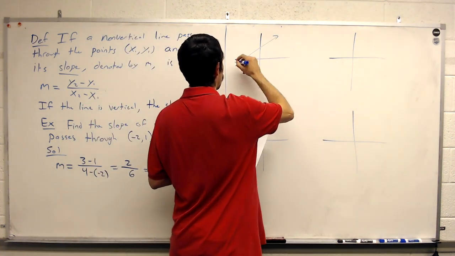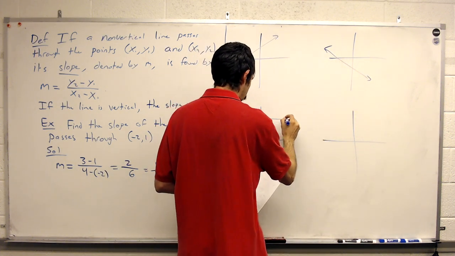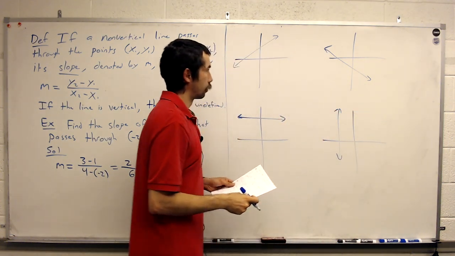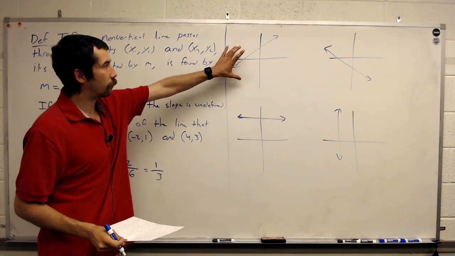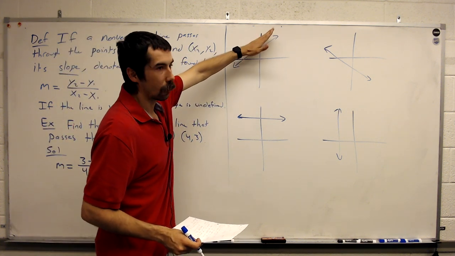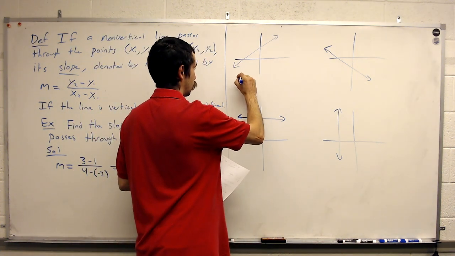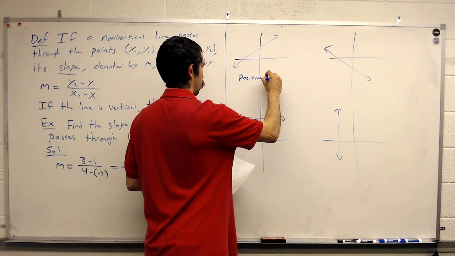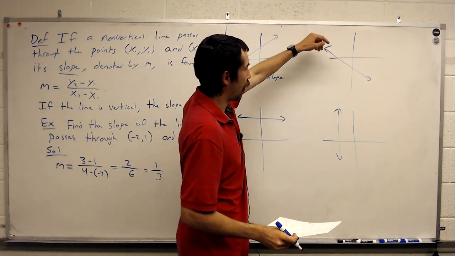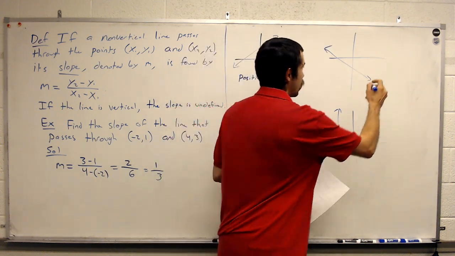All right, so suppose this is our line. So in this first graph, as x increases, y also increases. That means our slope is positive. In this next graph, as x increases, y decreases. So here we have a negative slope.